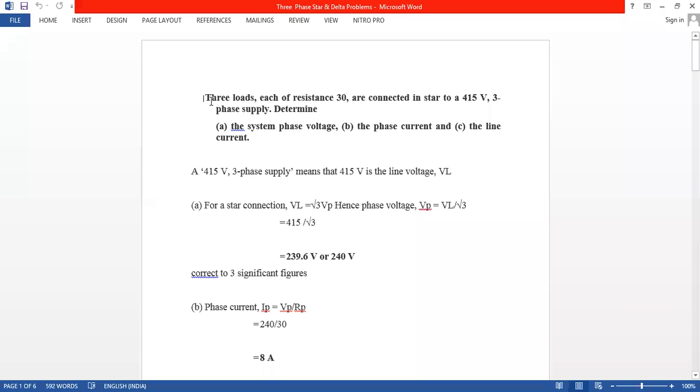Now, three loads, each of resistance 30 ohms, are connected in star. By the time you see the word star, what is the formula? Line voltage equals root 3 times the phase voltage. And what is the line voltage?